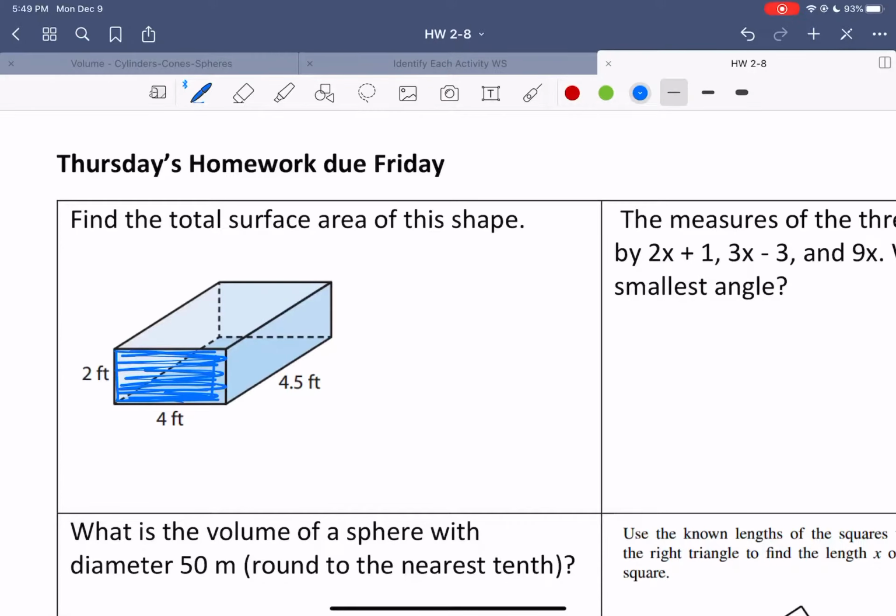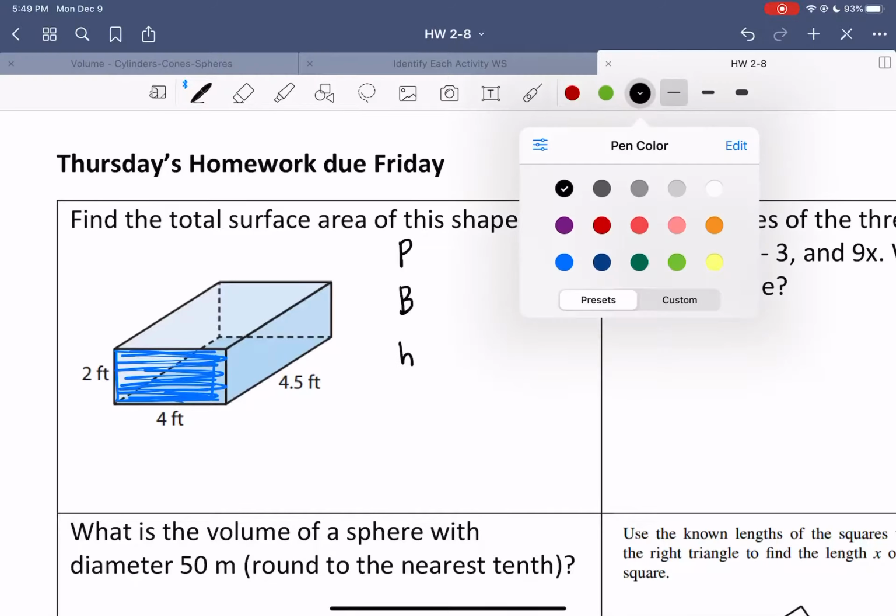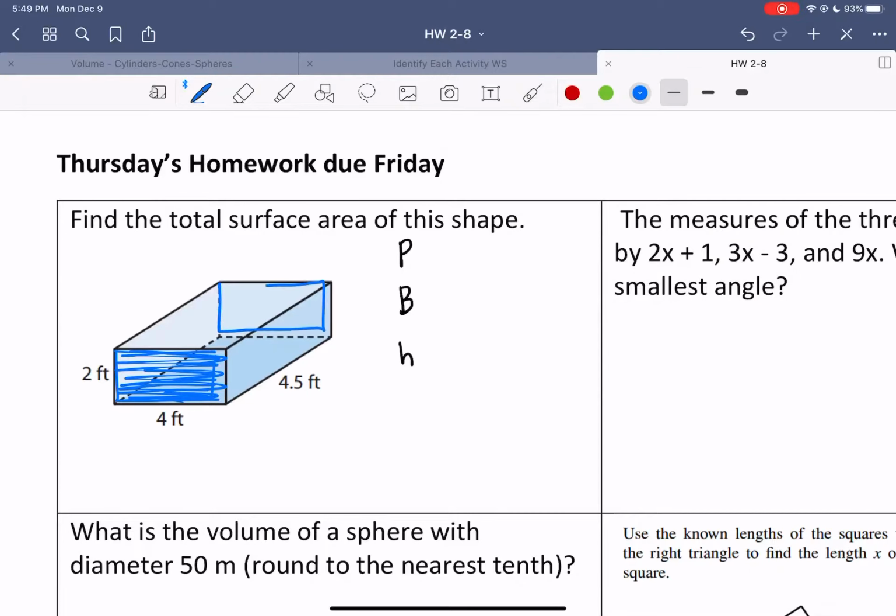So what we're looking for is our capital P, our capital B, and our height. We have two bases in this rectangular prism, and it is connected by our height right here. This pink right here is going to go around the perimeter of our base. From there, I'm going to redraw my base and input my dimensions. We're going to have a 2 and a 4, 2 and a 4.